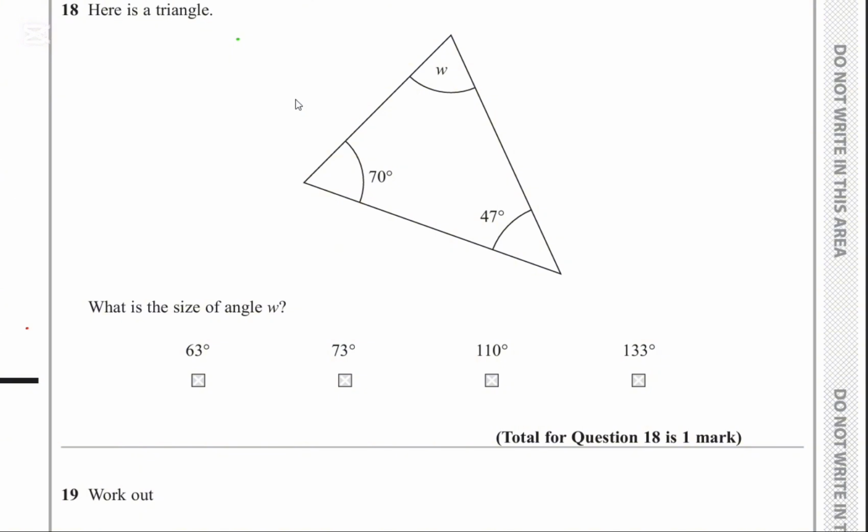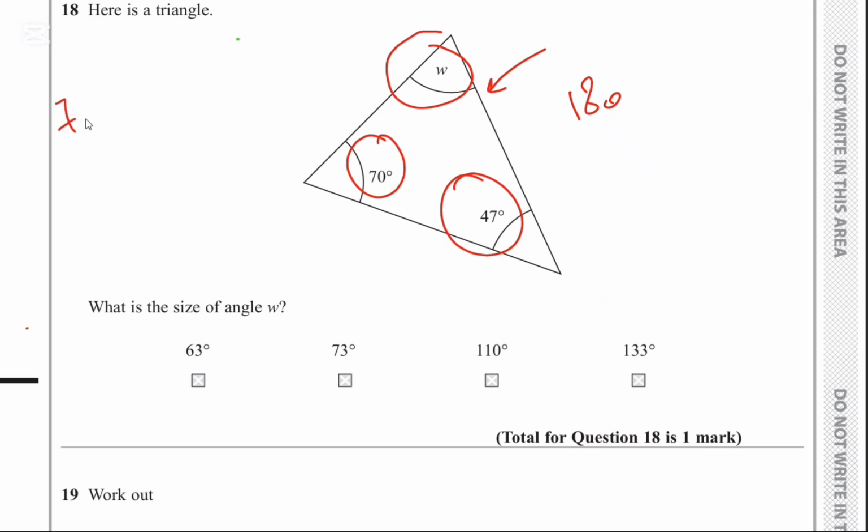So I have here a triangle. Now, when we are dealing with a triangle, we should know that when we add all the angles together, they add up to 180. So if we want to know the missing one, W here, I just add these two together and then subtract them from 180, so we get our answer. First of all, we do it in two steps.